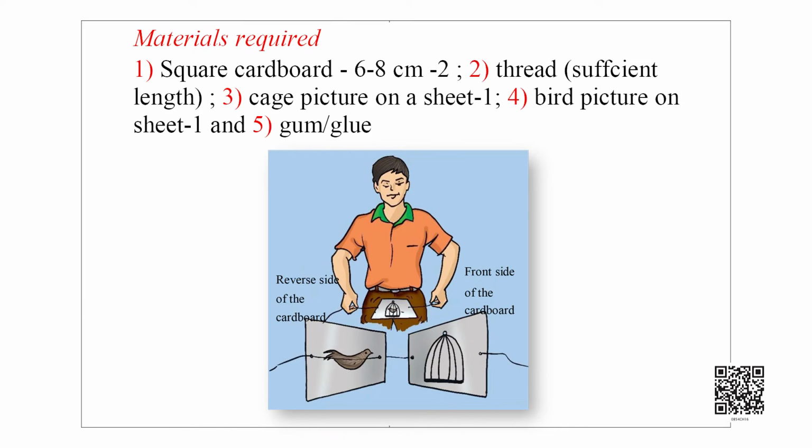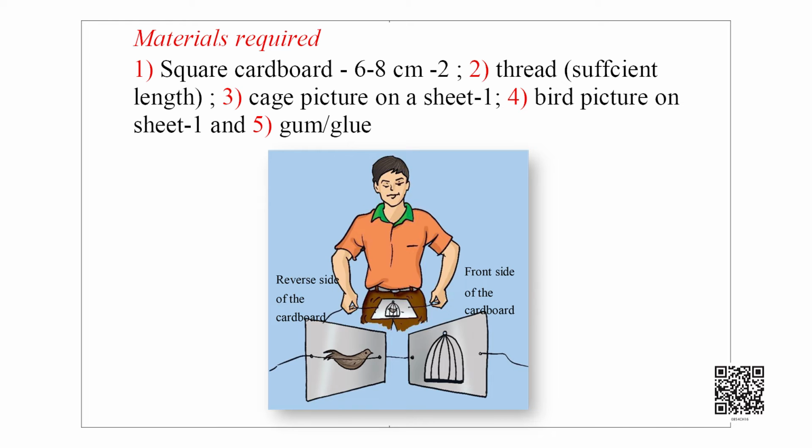Now, let us try to make a movie of our own. Let us see this activity. Materials required: a square cardboard of 6 centimeter or 8 centimeter side, thread of sufficient length, picture of a cage on a sheet, picture of a bird on a sheet, gum or glue.